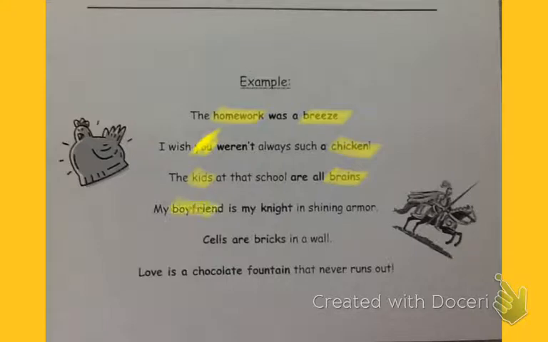Here we're comparing boyfriend and knight. Now, I don't see anybody walking around these days in shining armor, riding a horse, boyfriend or not. So we're comparing these two things and saying the boyfriend is like a knight, but we're using this keyword is. Anytime you see the keyword is or are, it's going to be a metaphor. But as you can see, not all metaphors have those keywords.